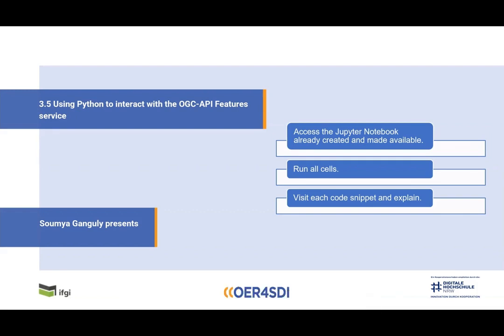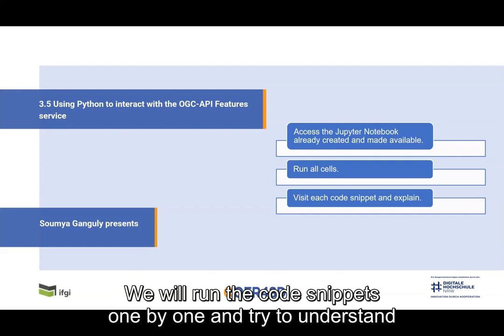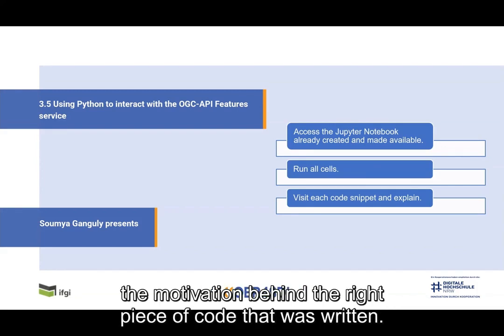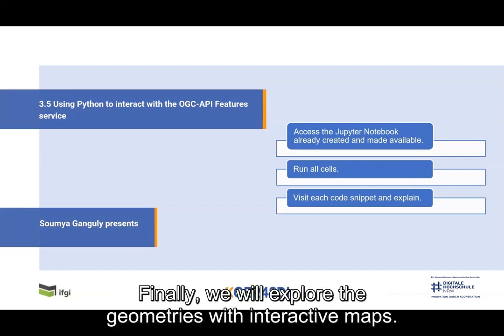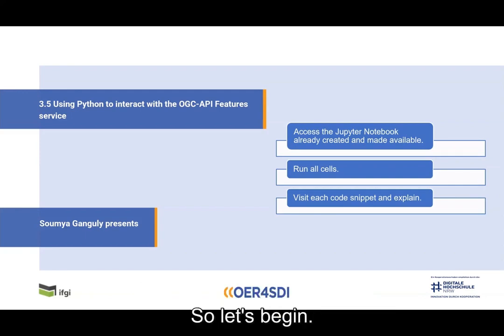Followed by that, we will run the code snippets one by one and try to understand the motivation behind the piece of code that was written. Finally, we will explore the geometries with interactive maps. So let's begin.